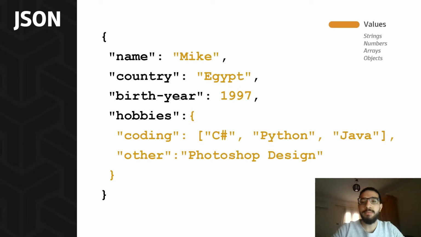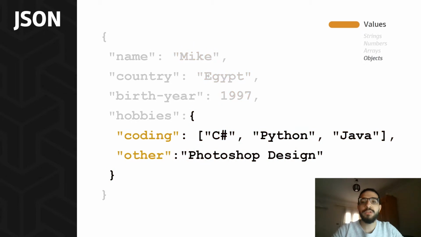By looking at our example, we can find that we have string values such as Mike and Egypt, number values such as 1997, and also object values such as the highlighted part corresponding to hobbies. You can easily interpret this highlighted part as another JSON formatted text inside the main JSON file. It consists of keys such as coding and others, which have a string value of Photoshop design. I think it's now easy to find out that the key coding has a value of type array, containing a bunch of inner strings.